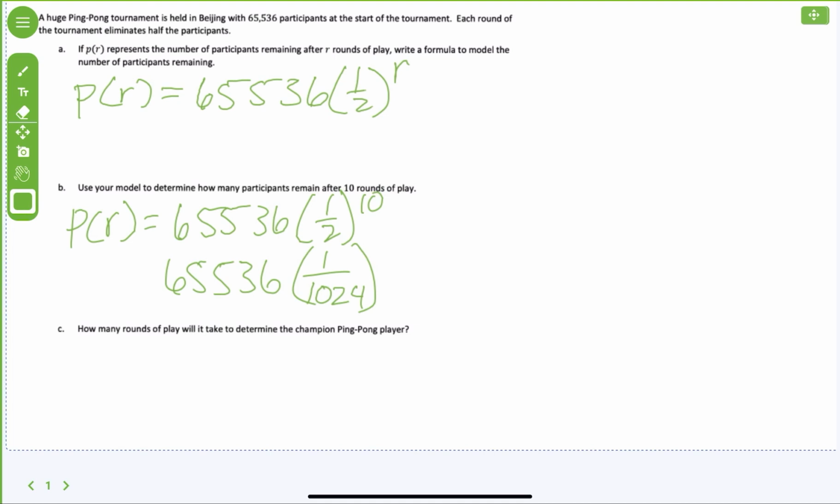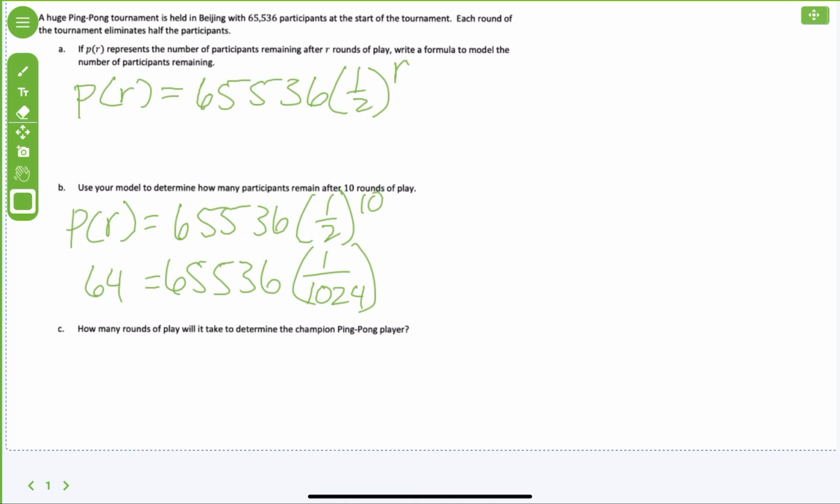And all you would do is put that into a calculator. And you would end up with 64 participants after the 10th round. Okay? Everybody good with that?